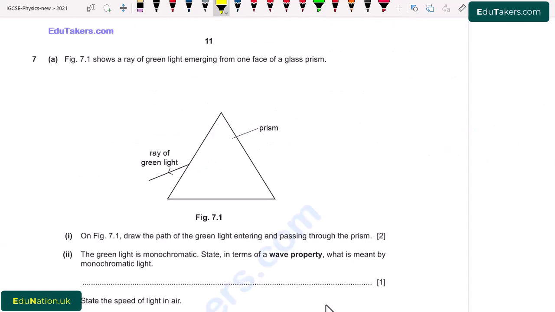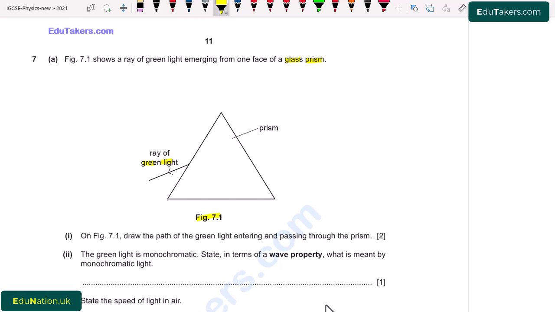Question number 7, part A. Figure 7.1 shows a ray of green light emerging from one face of a glass prism. So here is figure 7.1, and a ray of green light is emerging from this glass prism. Part 1. On figure 7.1, draw the path of green light entering and passing through the prism. So we have to draw the path of the green light when it enters the prism and passes through it.